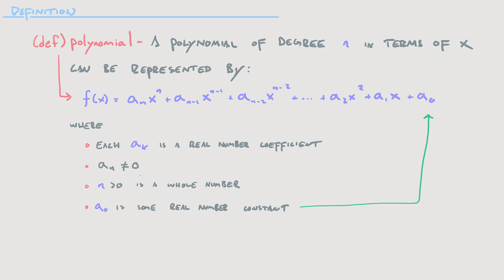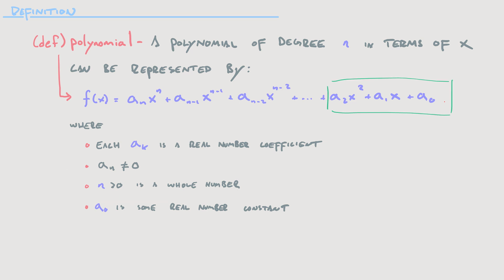More good news is that n is some positive whole number. So if you have something like 3x to the 1.7, that's not a polynomial, right? It has to be a whole number up here. So you could do the 11th or 17 or 6, can't even be negative. Like if it's 3x to the minus 11th, that's also not a polynomial. So we're only looking at whole number stuff. And then I kind of already mentioned this here, but a sub 0 is some real number constant.